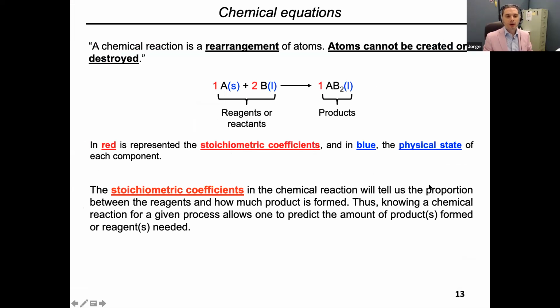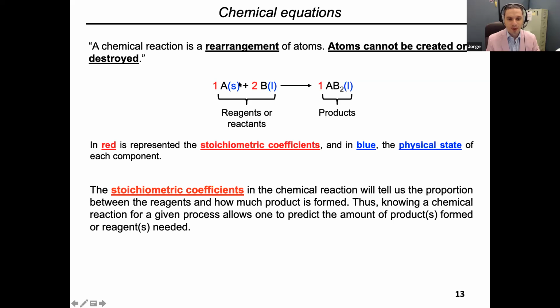Okay, so now let's get back to chemical equations. Remember that a chemical reaction is basically a rearrangement of atoms, and atoms cannot be created or destroyed. In a chemical equation, on the left side, we always have the reagents, also called reactants, and on the right side, we always have the products.